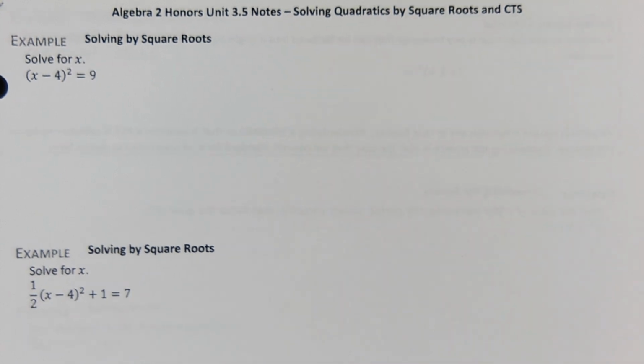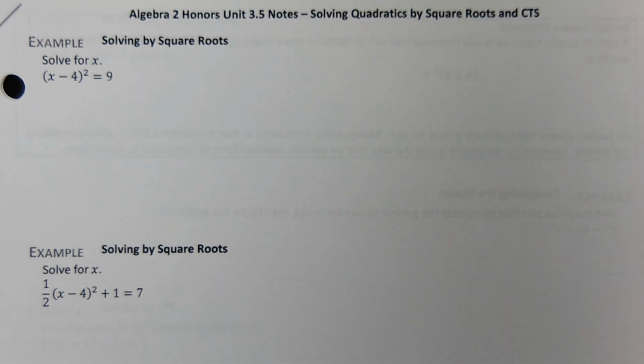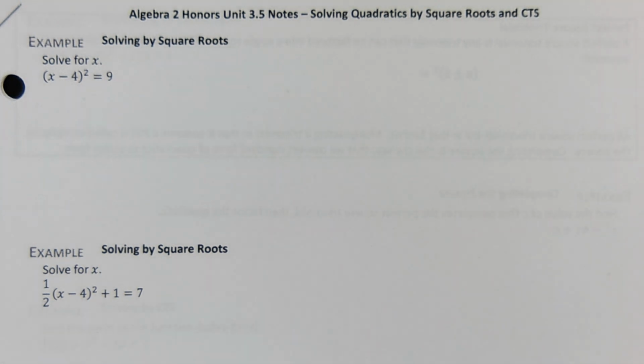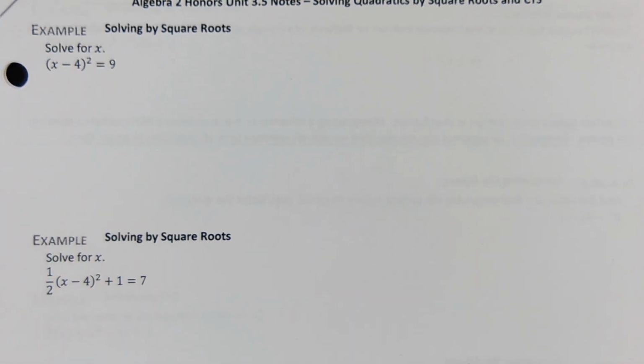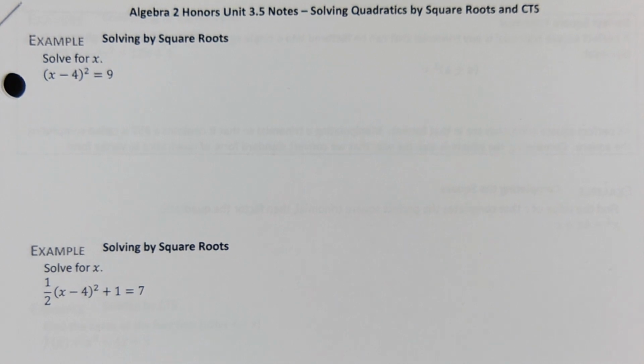solving quadratics by square roots and completing the square. We'll start by solving by square roots, which means basically just get x by itself. SADMEP, get x alone. So you're looking at this first question. I got x stuck inside a set of parentheses that has an exponent on it. How am I going to get that x alone? What do I need to do first?